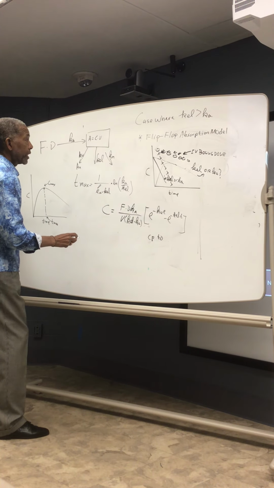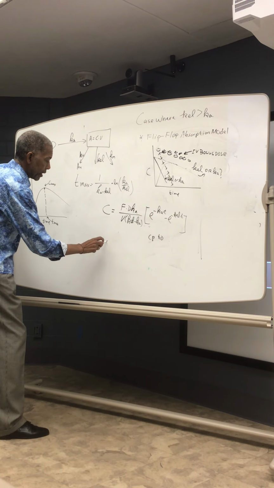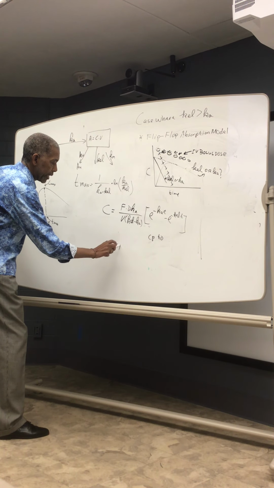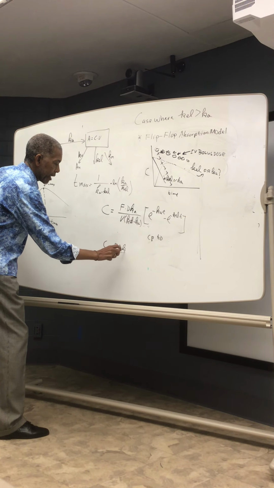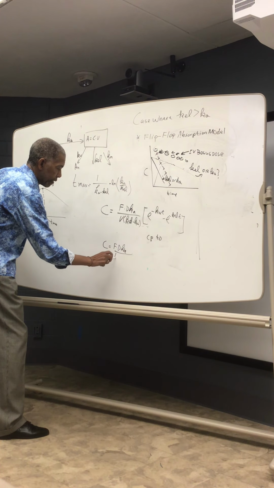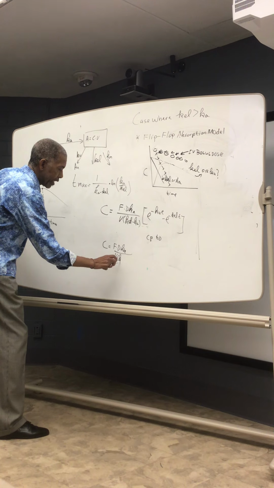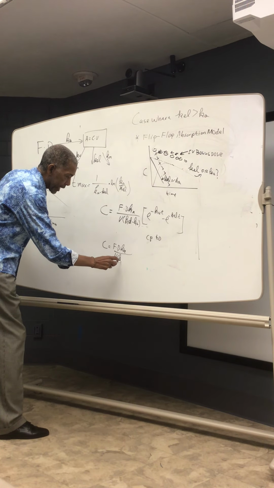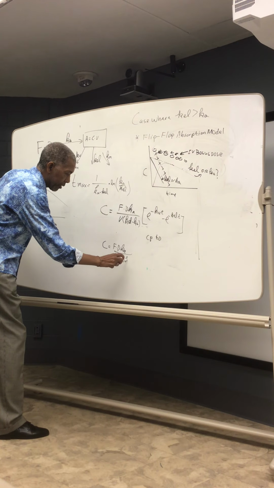But guess what? This equation will give you the same result compared to our regular equation, which says that C is equal to, in the normal case, F times D times KA over V times KA minus KEL. If you can't see this in the back, I'm just writing the regular concentration-time equation.